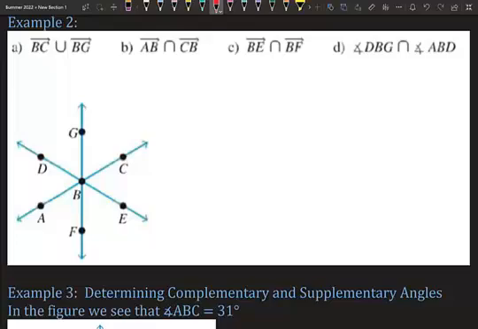Alright, so we have ray BC, so B to C, and that's a ray. And then we have ray BG.